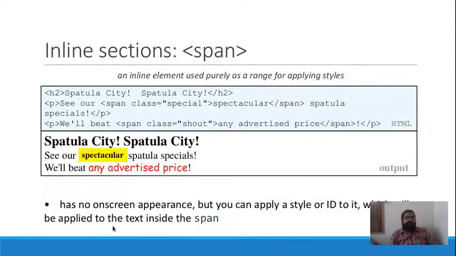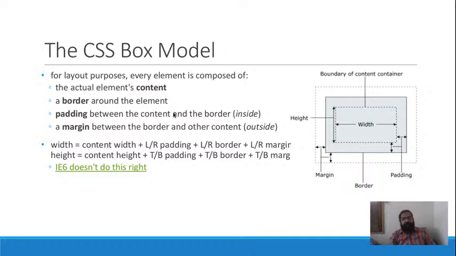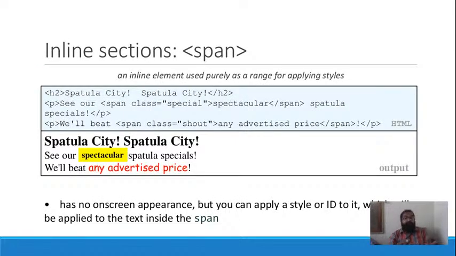And we have seen some examples, and we have seen the inline sections, that is with the span class. So the div, we have seen how we will divide the HTML pages into different sections, divisions. And span is just to apply a particular style. When you apply a particular style, it will be visible in the page. Otherwise it has no specific on-screen appearance.